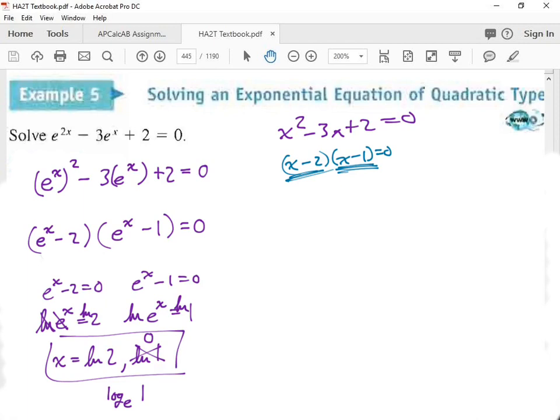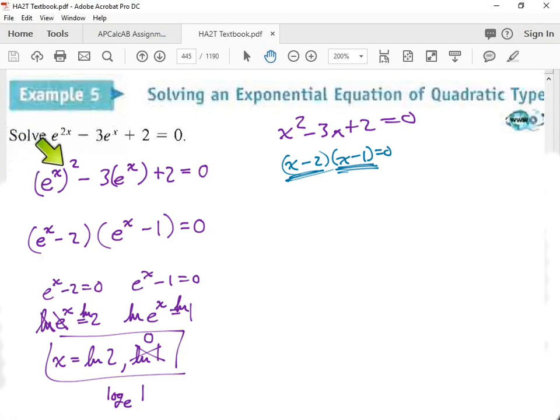Oh, wait. Did I check? Is it okay? Oh, no, we don't have to check because there are exponentials right here. If I plug in natural log of 2, it would work. If I plug in 0, it would work. So, we're good. So this part is what some of you guys are saying was the hardest part, just going from here to here. And you're like, how did that happen?